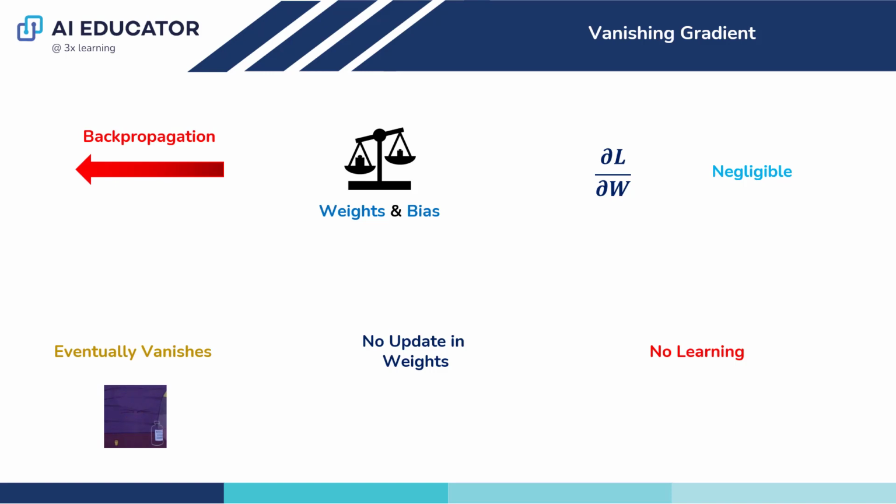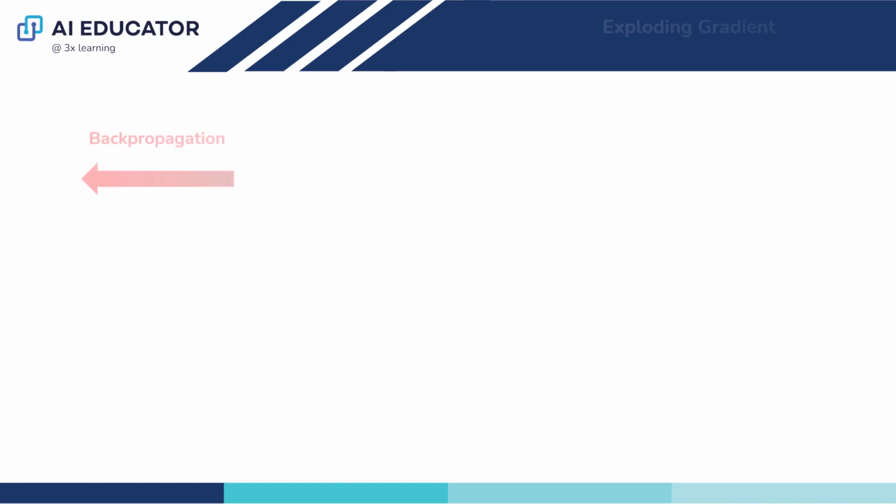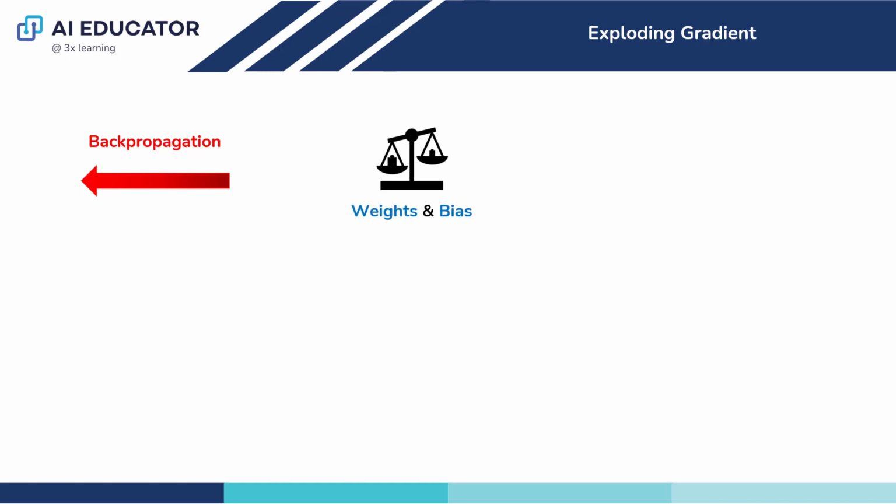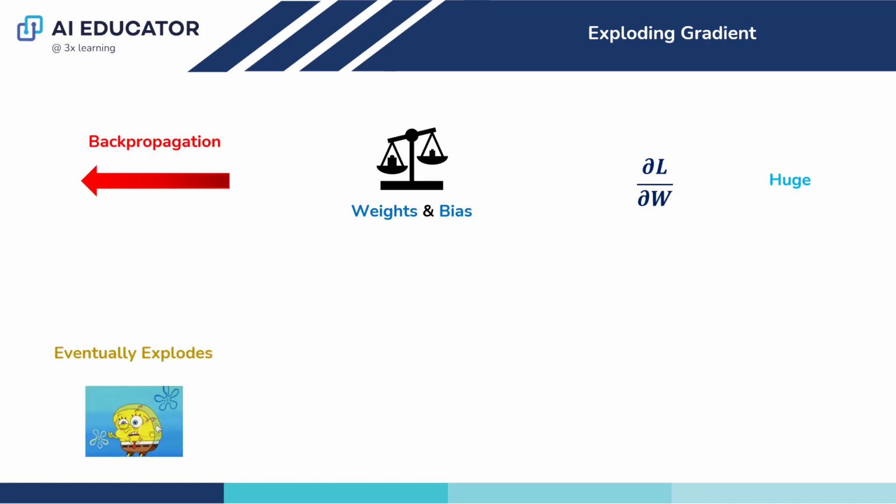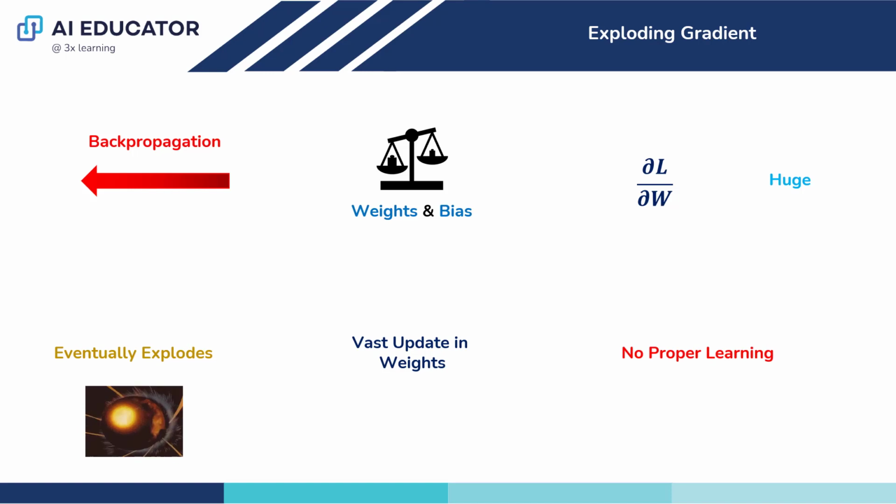Now, let us learn about exploding gradient. Exploding gradient problem occurs in backpropagation while updating the weights where the derivative ∂L/∂W becomes so huge that eventually it will explode, which leads to vast update in the weights. By that, we'll not have a proper learning in the neural network. This problem is called exploding gradient.